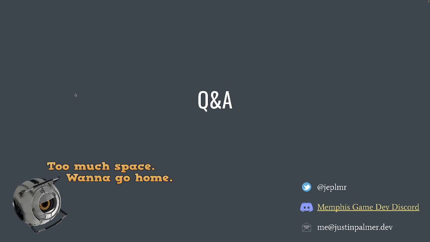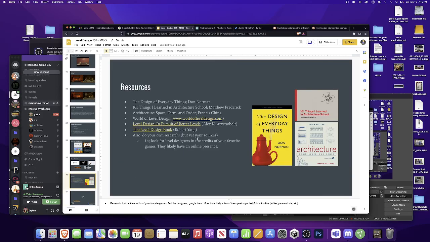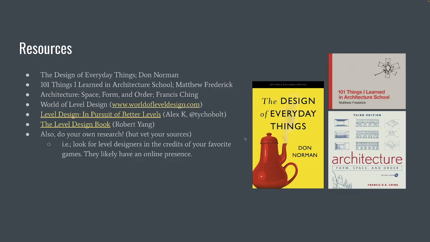I had, dang it, I keep jumping slides. One moment. Here we go. I had a designer from Insomniac Games recommend Architecture: Form, Space, and Order. I am still working my way through that one, but I've read most of it. And as far as websites, there is World of Level Design, which I've linked there. I'll also make these slides available after the talk, so all these links, you can click on those and actually go to the place.